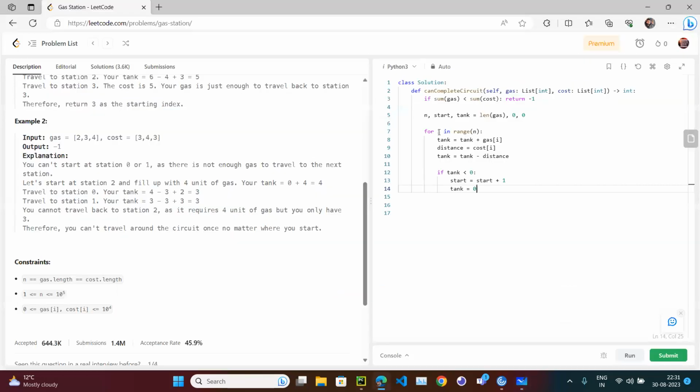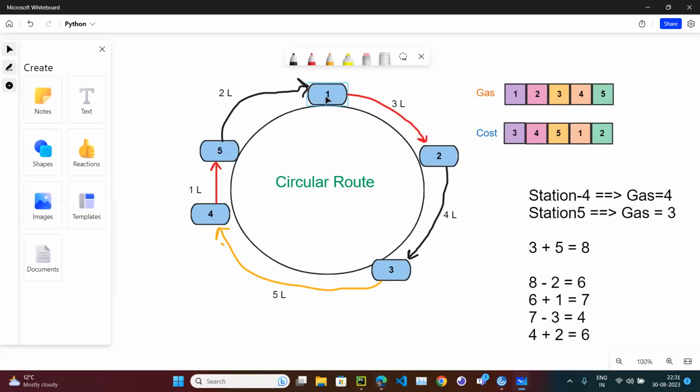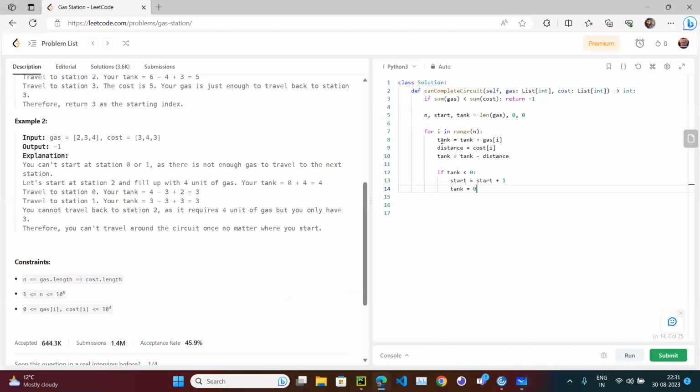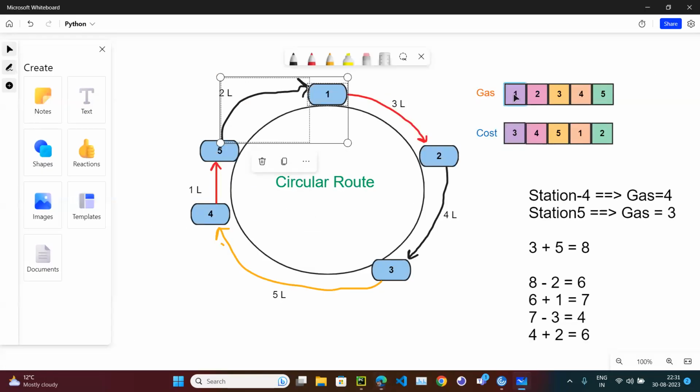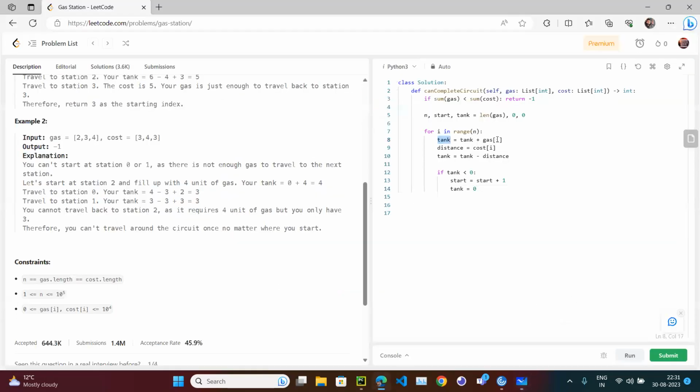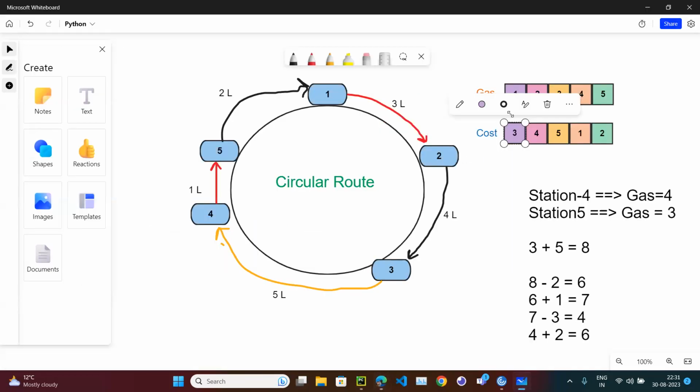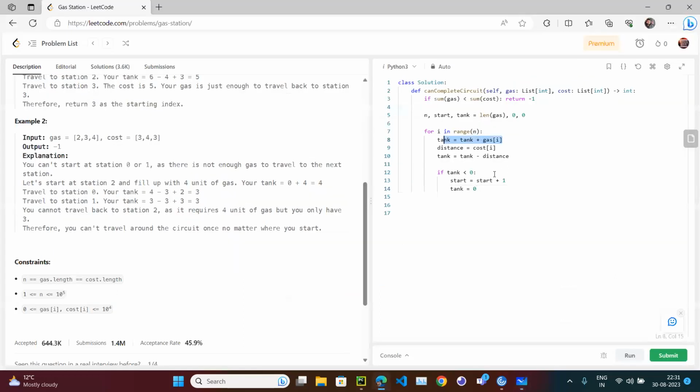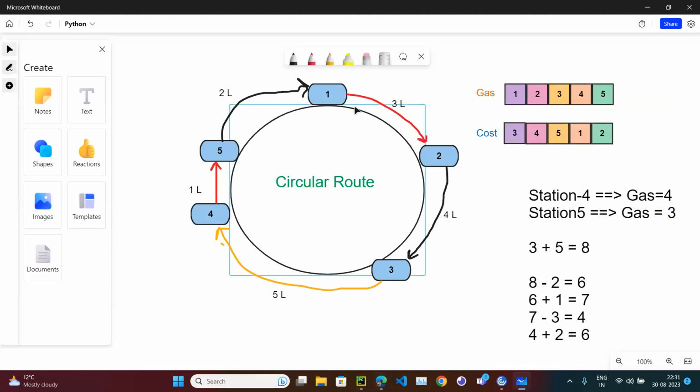What we are doing is going step by step. So if we start from one, the loop is here, one. We fill our tank: tank is equal to tank plus gas of I. Car is going to fill by 1 liter. How much distance do we need to travel? 3. What is the difference? Tank, 1 minus 3, is equal to minus 2. So am I able to reach? Whether tank is less than zero? Yes, tank is less than zero. So it means one is not my starting point.